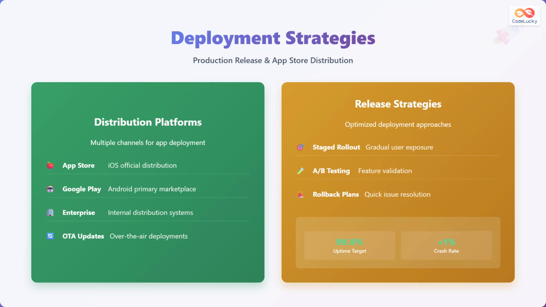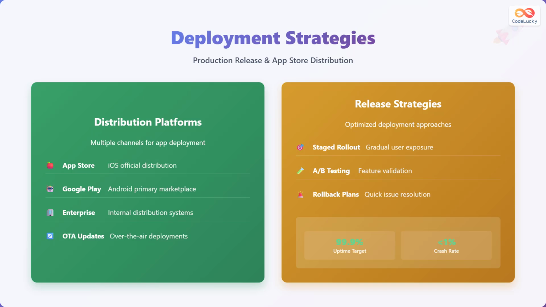Over-the-air updates through services like CodePush allow immediate bug fixes and feature releases without App Store approval delays. Staged rollout strategies gradually expose new versions to increasing user percentages, enabling early issue detection and resolution. A/B testing capabilities allow feature validation with real users before full deployment. Rollback plans ensure quick recovery from problematic releases, maintaining user satisfaction and app stability.